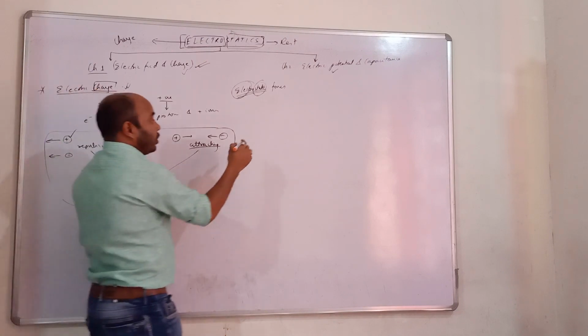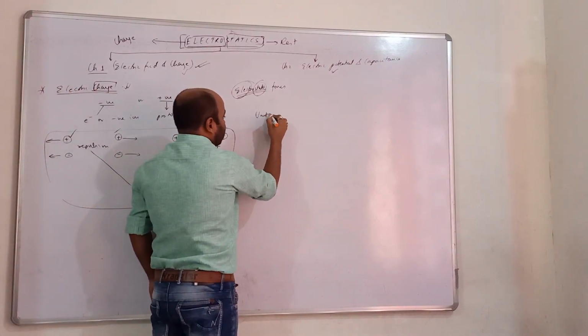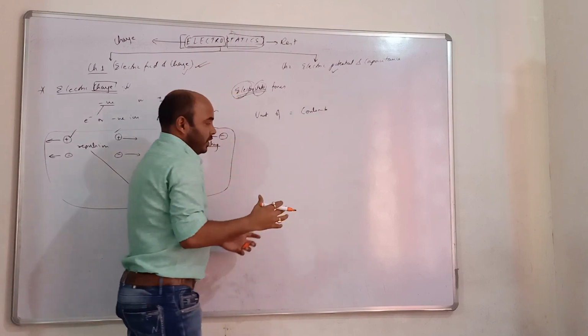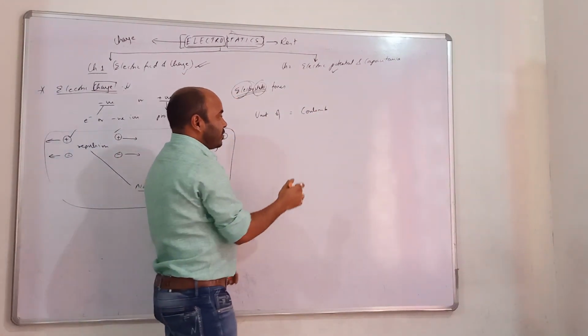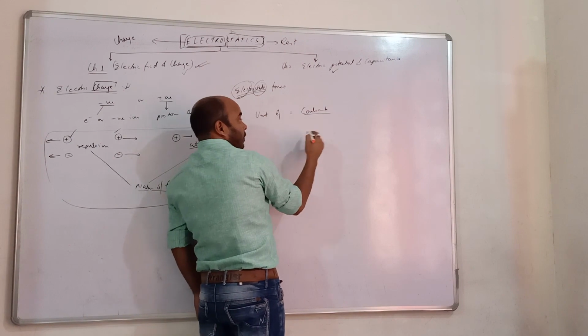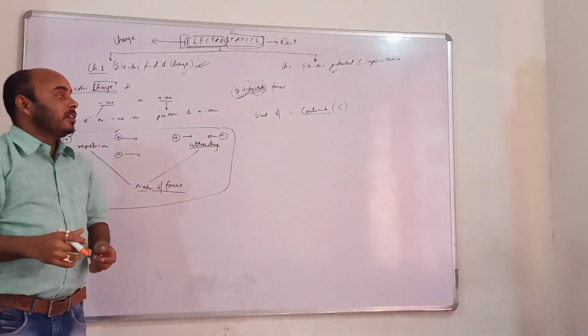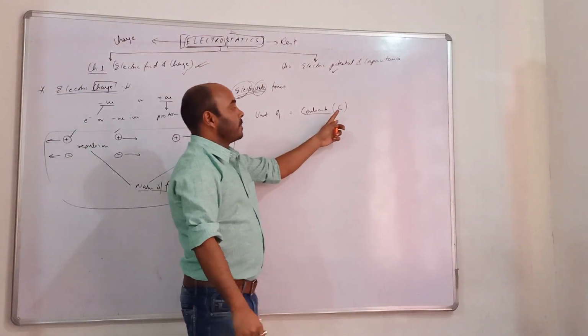Now, if I talk about the unit of charge, what is the unit of charge? Unit of charge is basically coulomb. We pronounce it as coulomb, but see the spelling? Coulomb. So better we read it like this, coulomb, so that we don't make any mistake. And it is denoted by capital C.